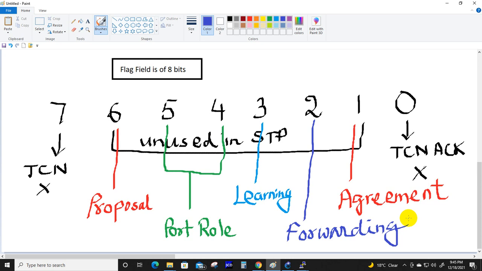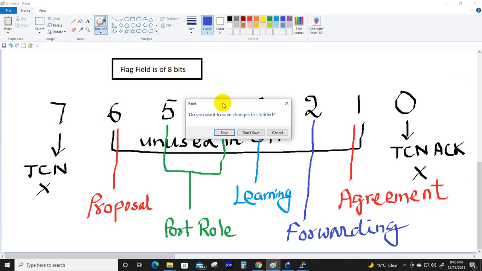So this field plays a major role in RSTP. So now we will discuss in depth about port role. These two bits, okay? So it is clear? Any doubt? Very good.